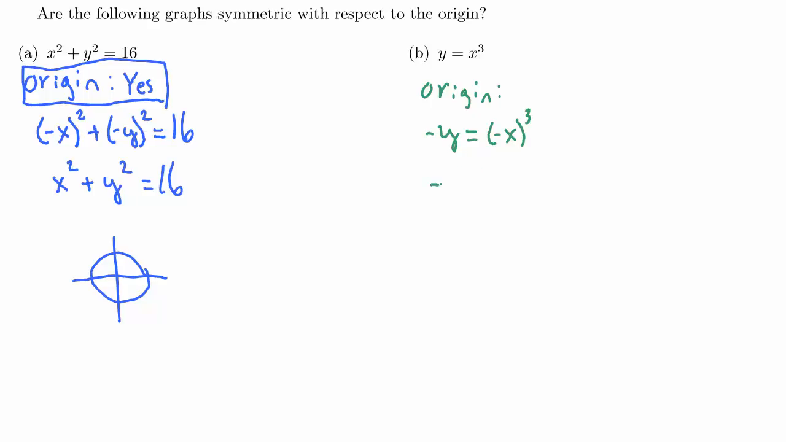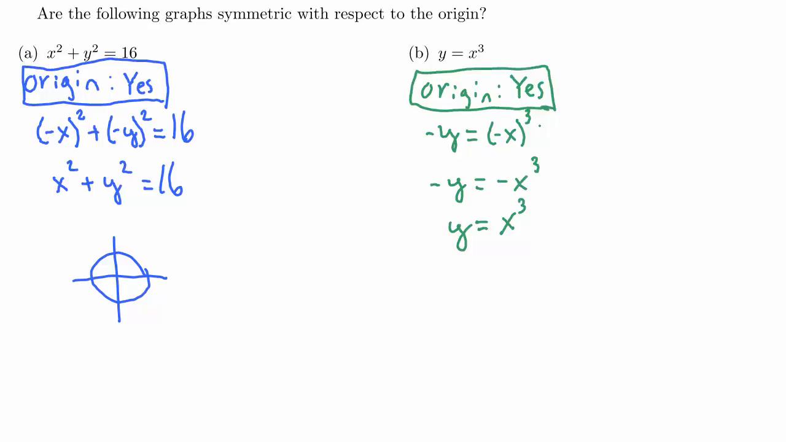When I simplify, that gives me negative y is equal to negative x cubed, because this means negative x times negative x times negative x. So 3 negative x's multiplied together gives me a negative, and then x cubed. This is not the same as the original, but notice what happens if I divide by negative 1. When I do that, that gives me y equals x cubed. So notice that y equals x cubed is the same as the original equation. Therefore, yes, this is symmetric with respect to the origin.